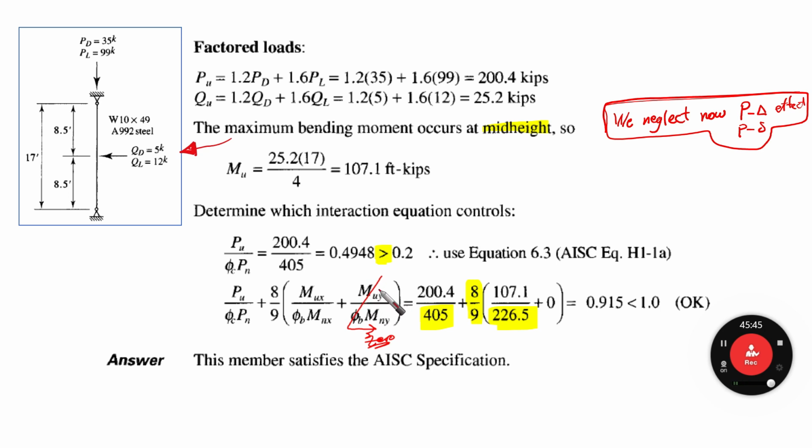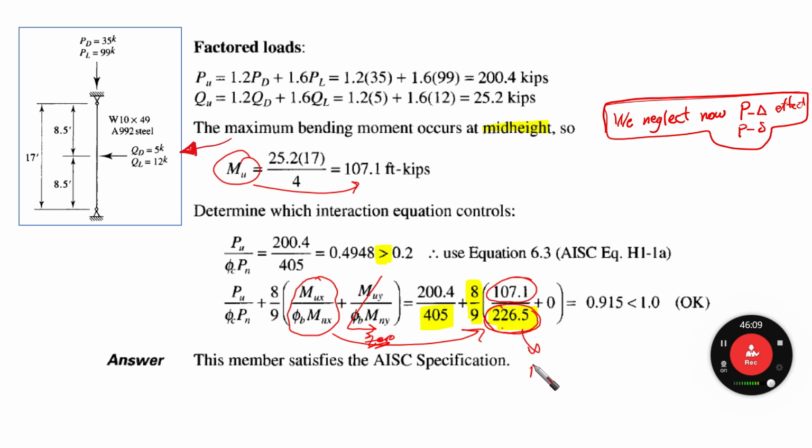We used only strong axis, right? So this term is going to be cancelled. And then the remaining term is going to be this term, 8/9. M ultimate, we have already obtained from here, 107.1. And the maximum, 226.5. It is already obtained from the previous slide, as I have said.